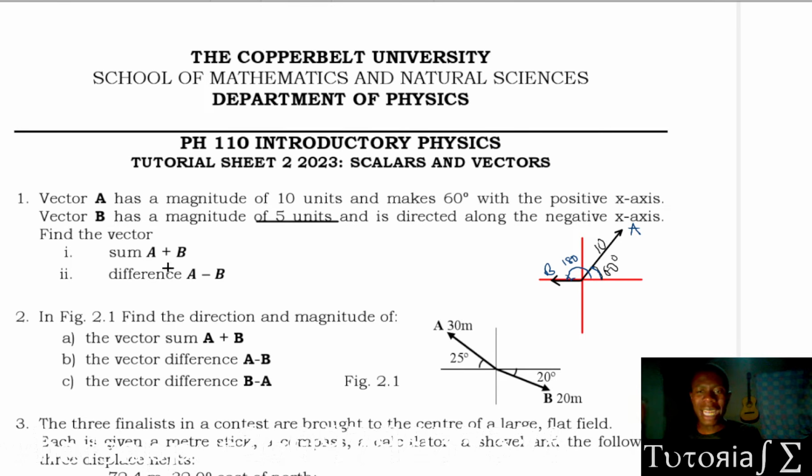Now for us to add or subtract vectors, we have to resolve the vector A into two components. So A, for it to be added, should have an X component and a Y component. Same applies for B. To be added to A, it should have an X component and a Y component. Now, how are we going to do that? We are going to create a simple diagram that I'll just make here. So that will be the X component, and that is the Y component.